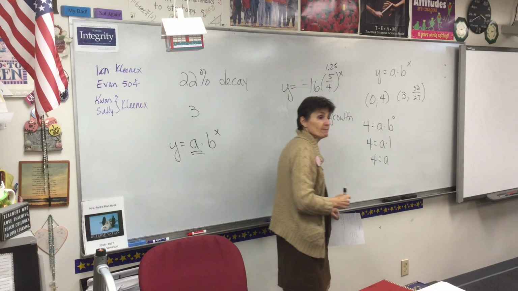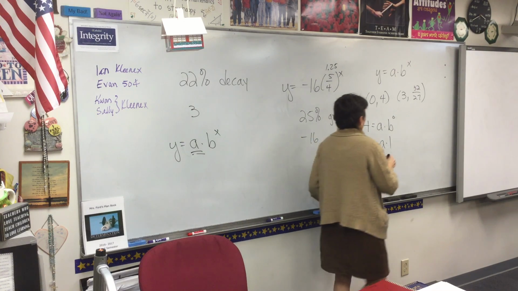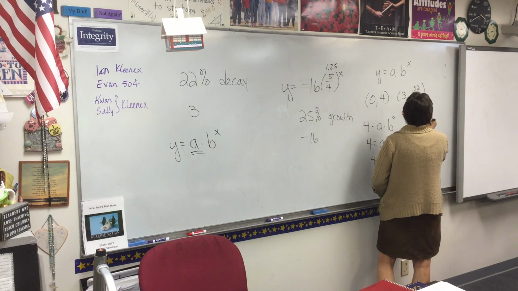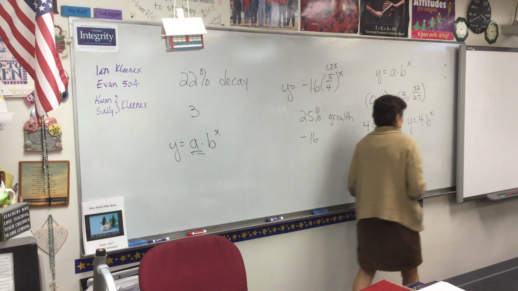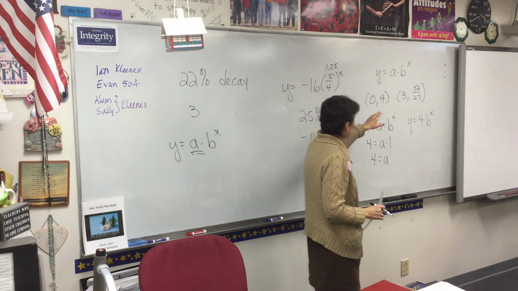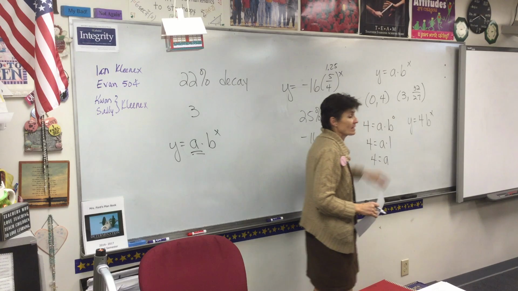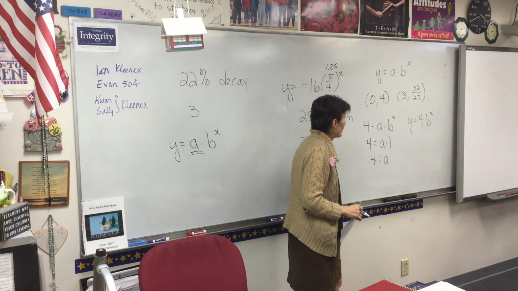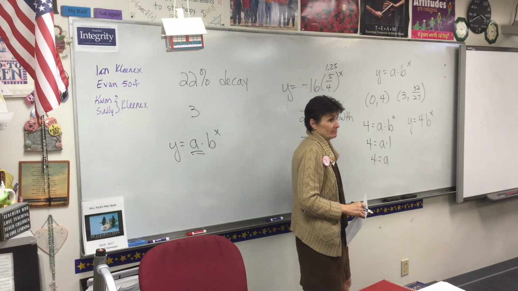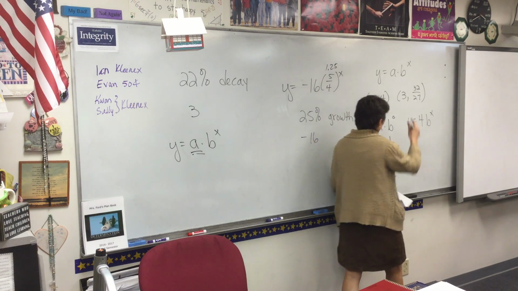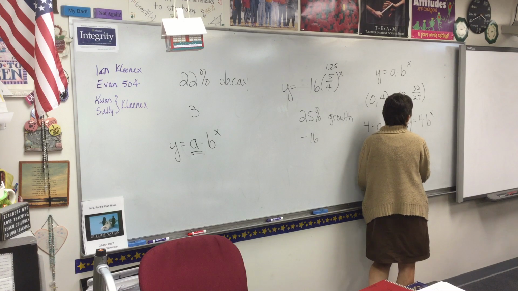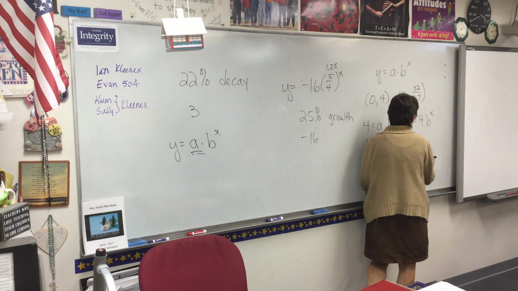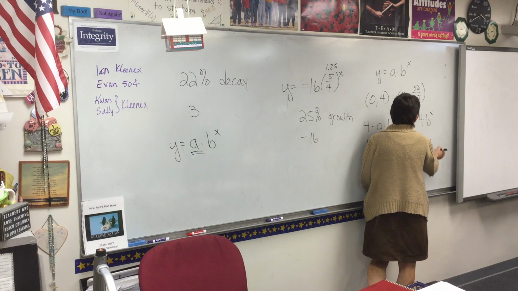Did you remember that? Y equals 4B to the x. We know A is always going to be our y-intercept. Now I need to figure out my B. So I'll plug in my other point. 32/27 equals 4B to the third.